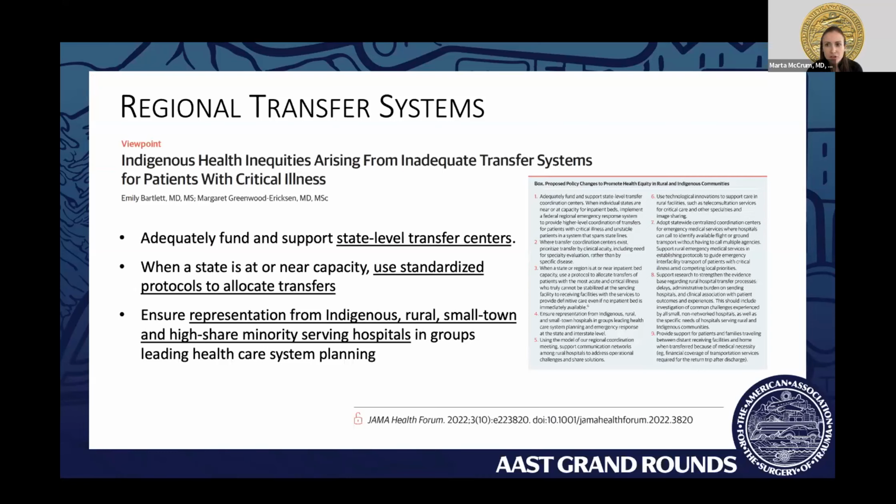There are a number of points that they raise, but three of the most important ones are to adequately fund and support state-level transfer centers, when a state is at or near capacity to use standardized protocols to allocate transfers, and finally, to ensure representation from Indigenous, rural, small town, and high-share minority serving hospitals and groups that are leading healthcare system planning so that these groups have a seat at the table.